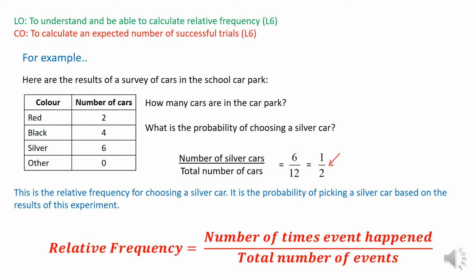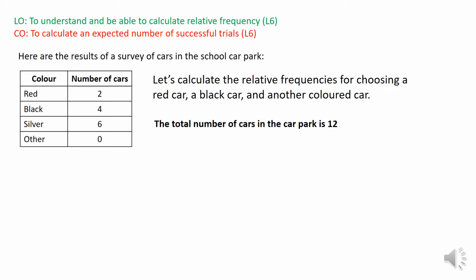So we work that out by doing the number of times the event happened, so in this case that is number of times silver, and the total number of events, so that is total cars. So you can see we work this out in exactly the same way as the experimental probability. So let's have another look at another one. So if we've done the silver already.